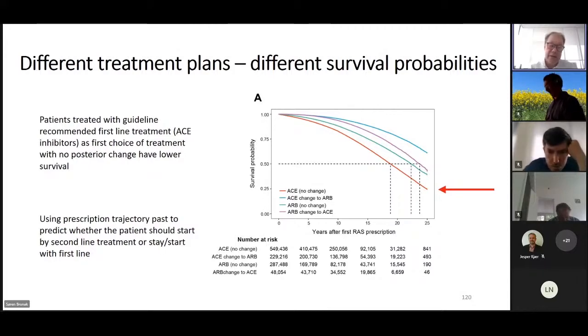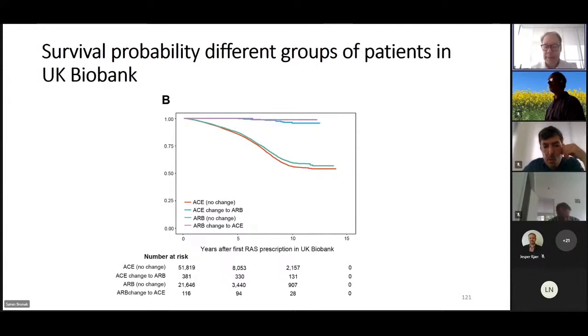The numbers here for hypertension are quite high, ACE 550,000 and so on, so the statistics is quite good. So we took this example and looked into the UK Biobank. As you know, it's not 7.2 million people, it's 500,000 people, so here we are down to 50,000. The statistics is not as good, but we see exactly the same ranking in the survival probabilities, and we also go into other examples, but this is the idea.